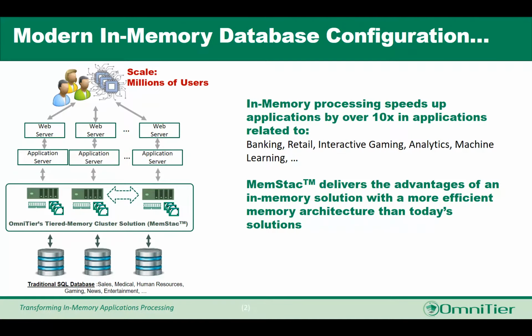As we have seen in other OmniTier presentations, MemStac is an in-memory processing solution that sits between the application and database layer, giving significant boosts to application performance. MemStac delivers the advantages of an in-memory solution while overcoming obstacles that face today's market solutions. It's a drop-in replacement for the widely used memcached in-memory caching solution.